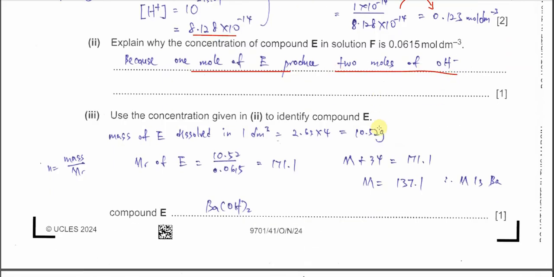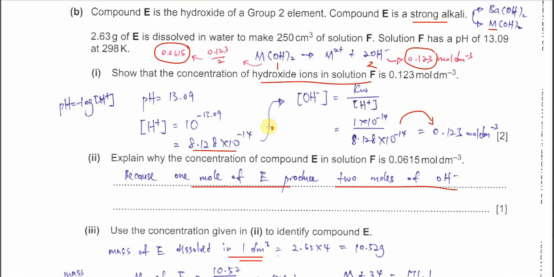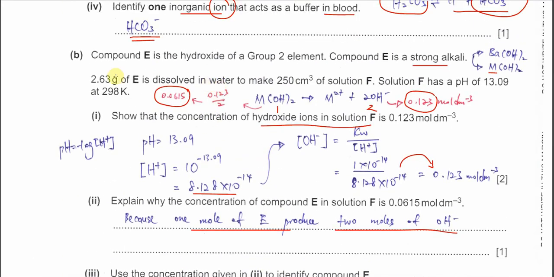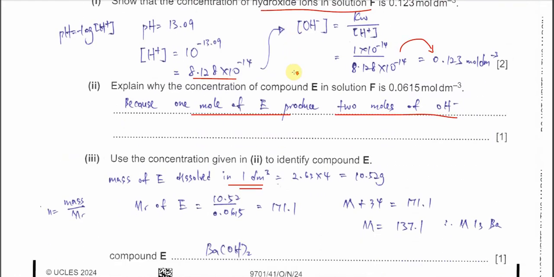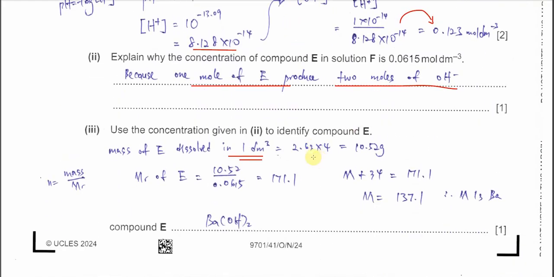Part 3. Use the concentration given in part 2 to identify compound E. First, one very important step is you need to find the mass of E that dissolves in 1 dm cube. Because the question just gives 2.63 gram of E dissolved in 250 cm cube, in 1 liter it's 4 times. So 2.63 times 4 means it's actually 10.52 gram in 1 liter.